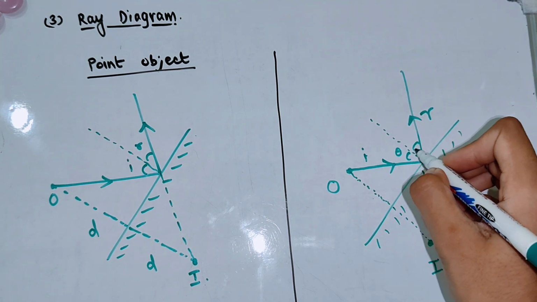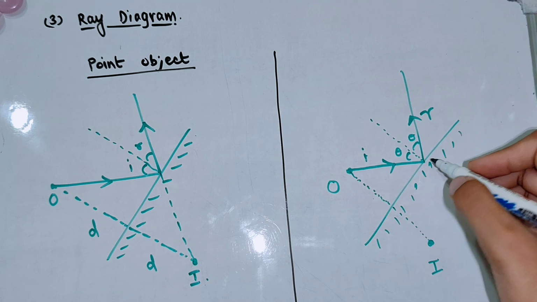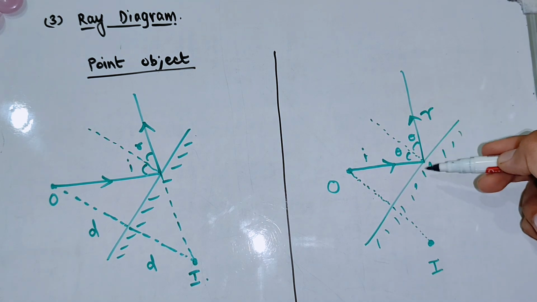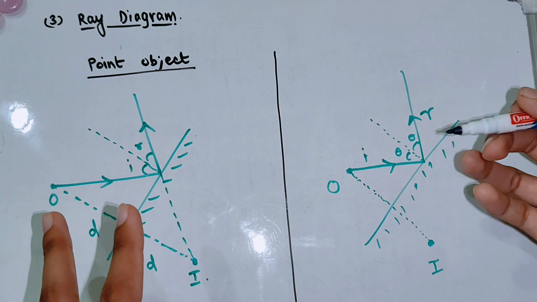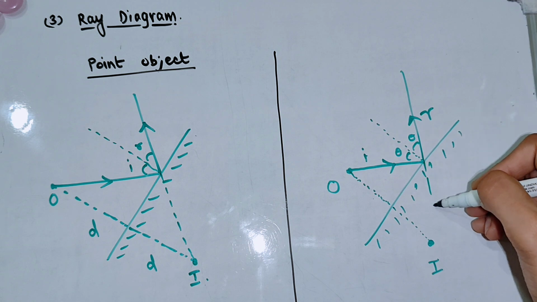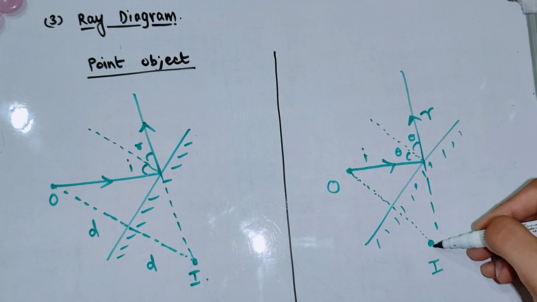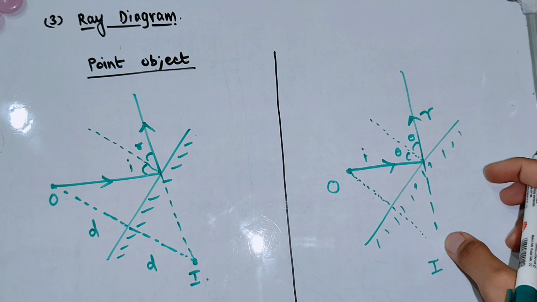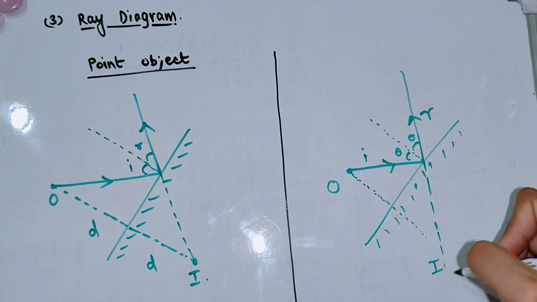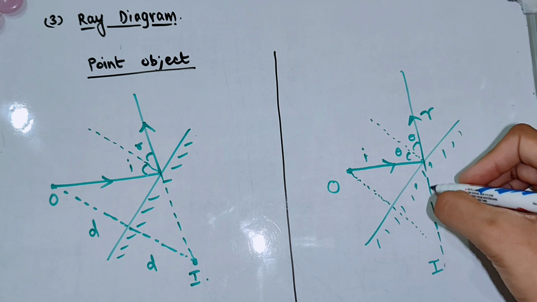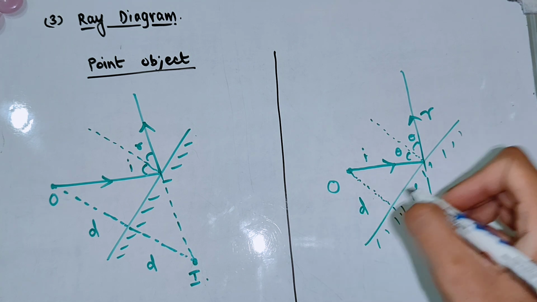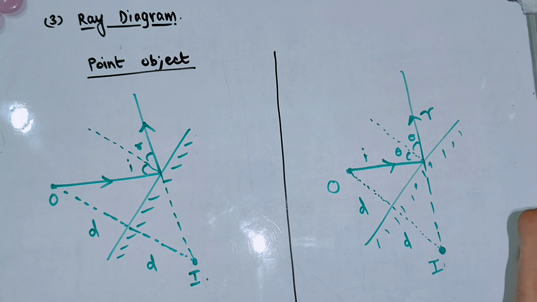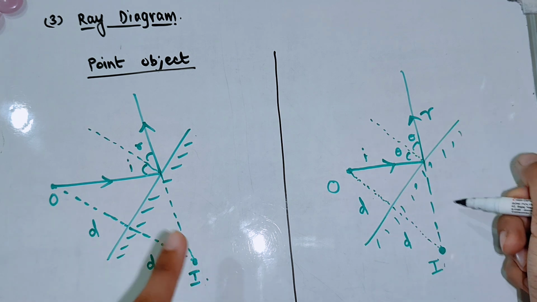Both these angles are equal. Now we are going to extend this line backwards for our understanding. So just extend it backwards. Now as you can see, it is not exactly the same, but it did help me to make the diagram. So you go like this and then you join it with this, and here will be my image. This distance will be D and this distance will also be D. That is how I made this diagram.